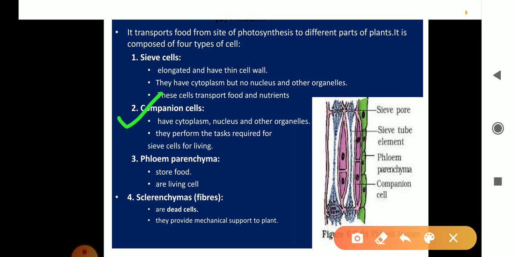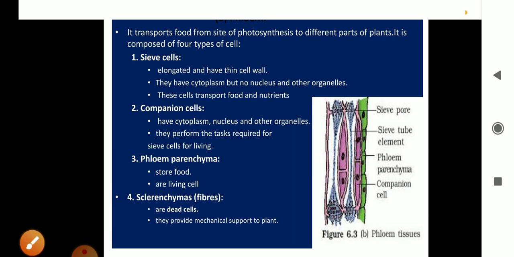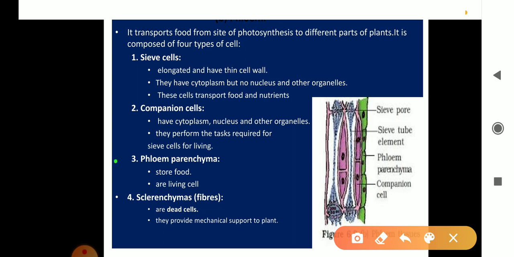The next is phloem parenchyma. Phloem parenchyma and sclerenchyma. These are the two elements which are common in the xylem as well as phloem. Then what is the function of the phloem parenchyma? See, phloem parenchyma stores the food. These are the living cells. Second, sclerenchyma fibers. They are dead cells. They are the dead fibers and they help in providing mechanical strength to the plant.